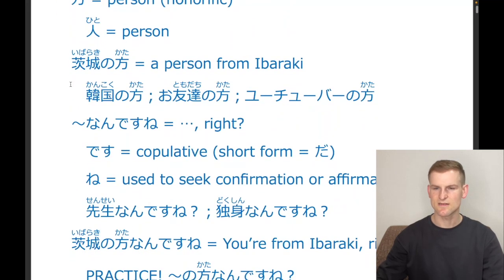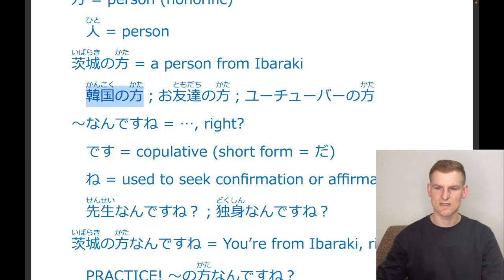Okay, so put those together. Ibaraki no kata, a person from Ibaraki. And you're showing respect to that person if you're speaking to them, or about that person if you're speaking about them. Okay, let's look at some other examples that use kata.